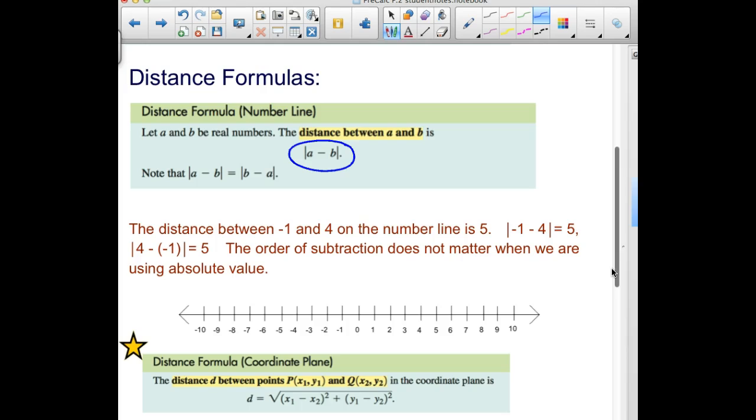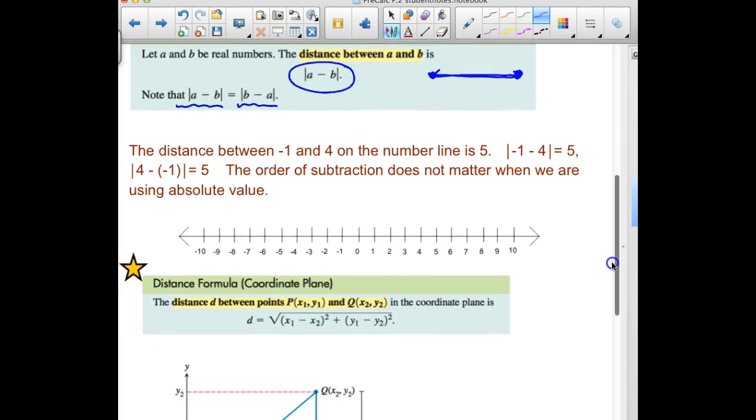Now remember, it does not matter if we are looking at 2 points. It doesn't matter if we start with this one and we measure to here, or we start with this point and we measure to here. It's the same distance. So the absolute value of A minus B and the absolute value of B minus A would be the same. Inside, we'd get opposite answers, but those absolute value bars are going to make them positive.